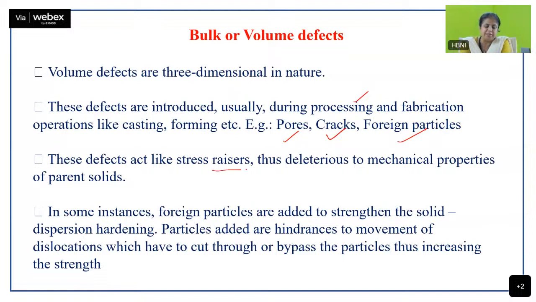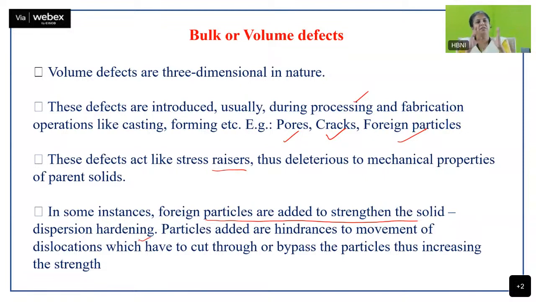Again, they are stress raisers. Barring your Schottky, Frenkel, vacancy and interstitial defects, 1D, 2D, 3D, all these defects raise the stress, they raise the energy of the material. They could be deleterious, but sometimes they're deliberately introduced for getting some particular property. Okay. And sometimes, as I said, why? Sometimes foreign particles are added to strengthen the solid. Why? We just make them as dispersion.